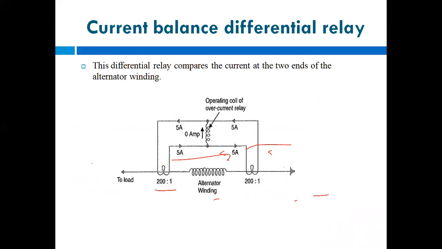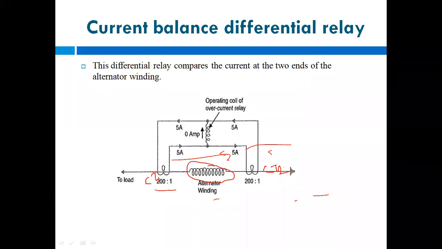In this current balance differential relay, you can see there is the alternator winding, and we want to protect this part. Therefore, two current transformers are there. These are the two CTs, CT1 and CT2. These two current transformers are connected in series.